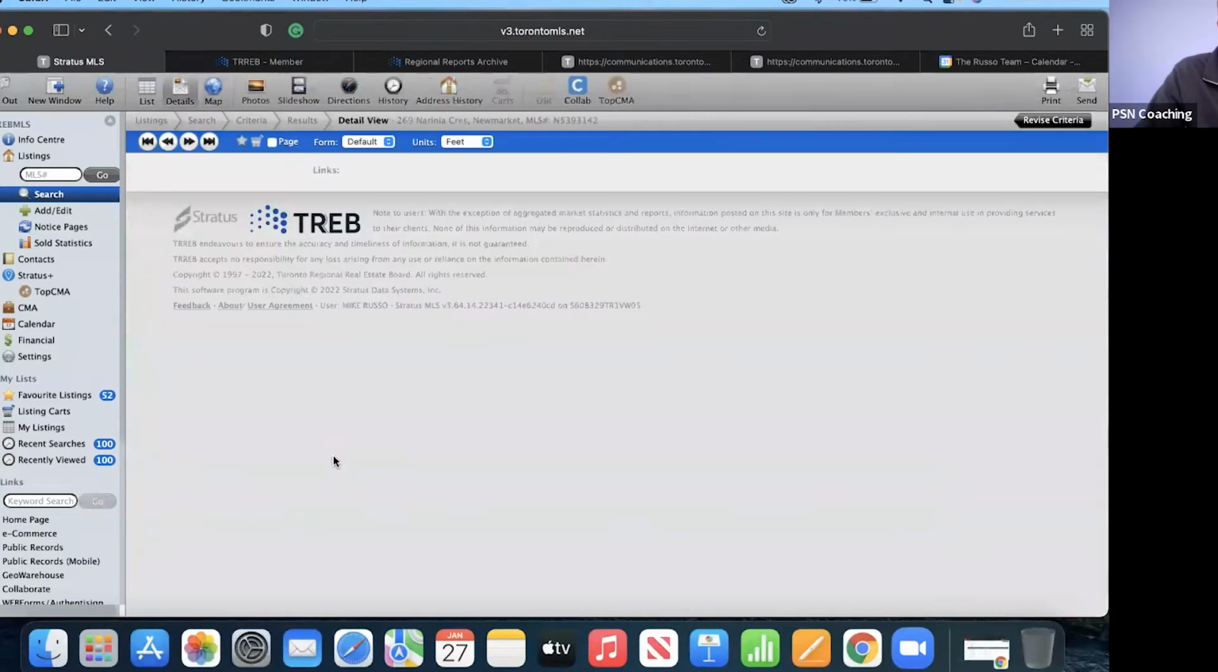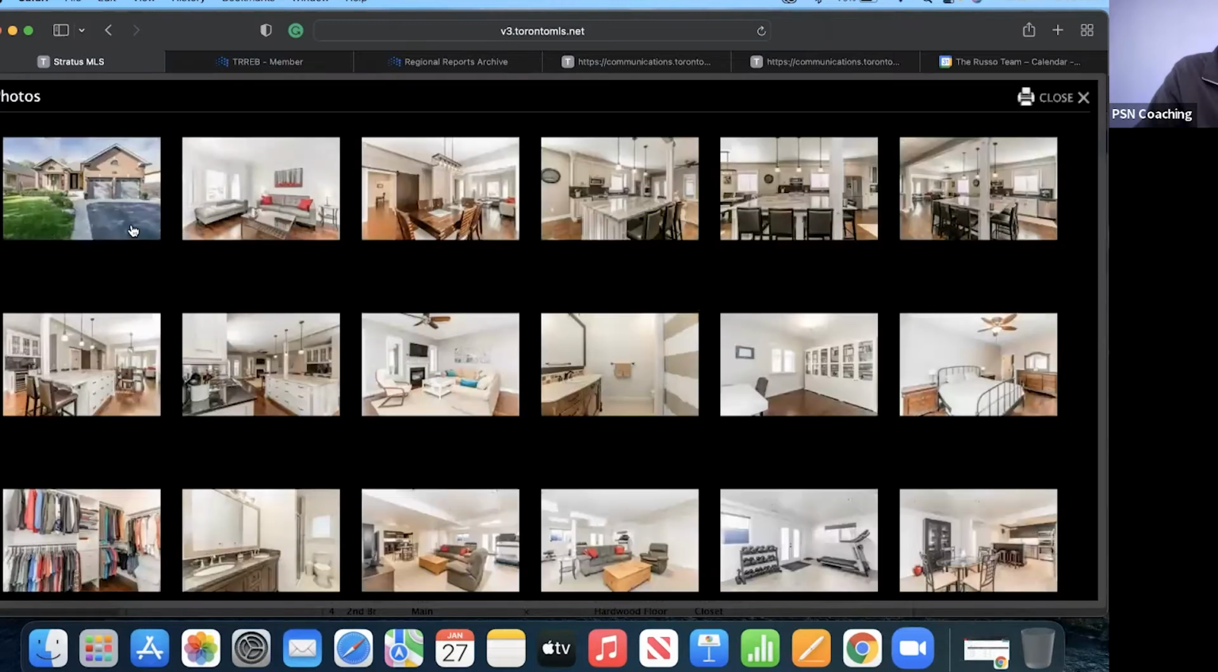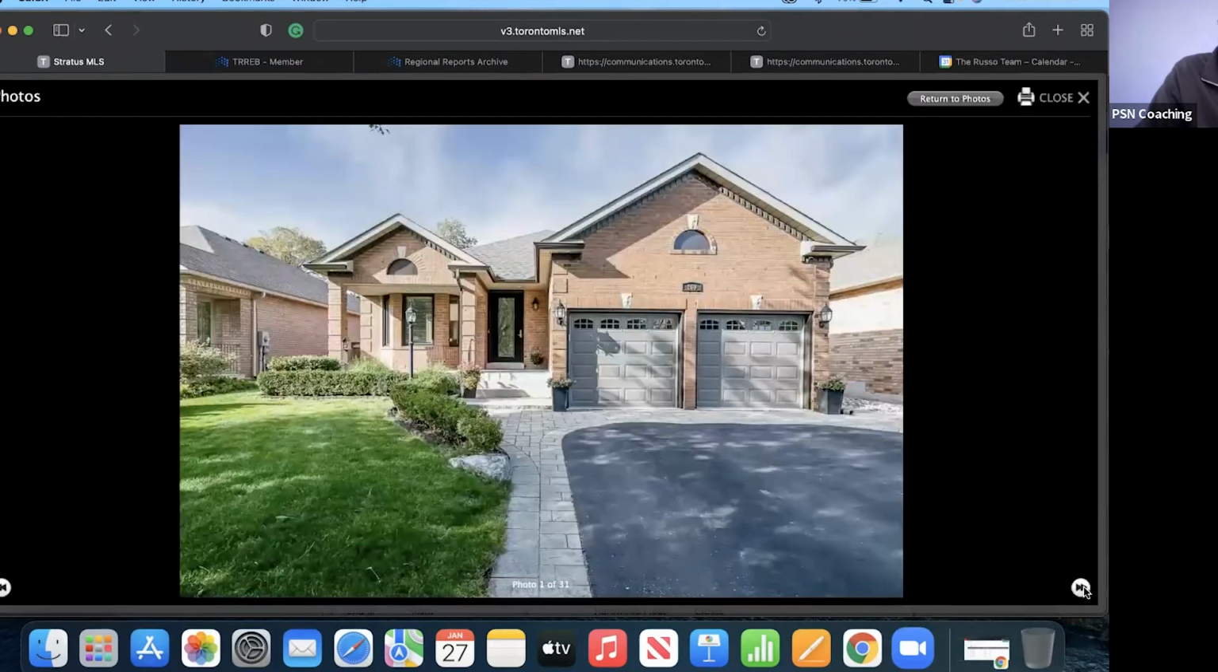So right away, I see this one, okay? We were on the same street. This is 3 houses down from where we were at, okay? This is the inside of the home. So I take a look at that and I take a look at the inside of the home.